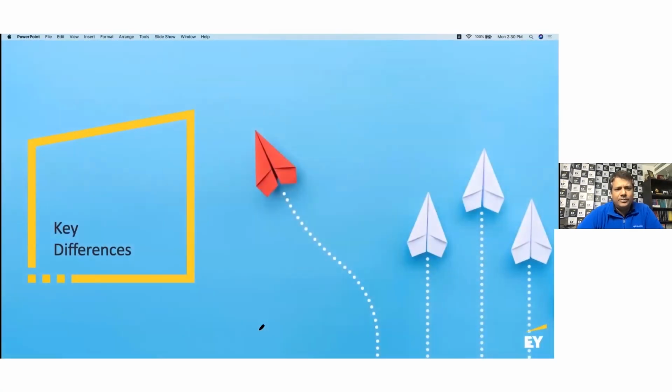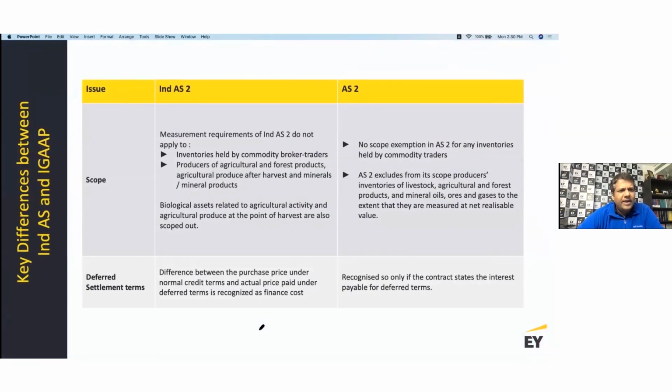What are the differences between Ind AS and existing Indian GAAP? Not a whole lot of differences. One is that the measurement requirements do not apply to commodity brokers and traders. This is what we've talked about. There is no scope exemption in AS 2 for inventories held by commodity traders, whereas here we have a scope exemption. That is a principal-level difference. Then the producers of agriculture and forest produce are excluded, because we have AS 41. So here also there are some exclusions.